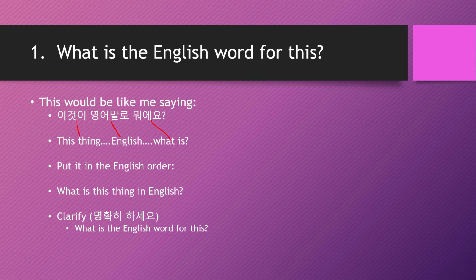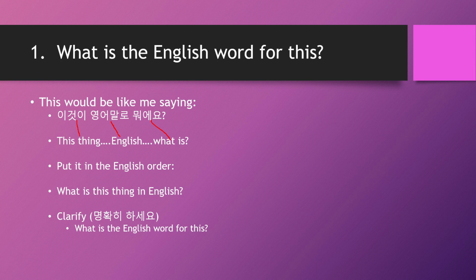So it depends on what you're referring to. What is the English word for this is maybe a little bit more flexible. You could be talking about just a word. But what is this thing? You have to point to it. But you could use what is this English word for this, and then say it in Korean, for hopefully someone who knows both Korean and English, and then they would be able to tell you the English word. So both are good phrases.